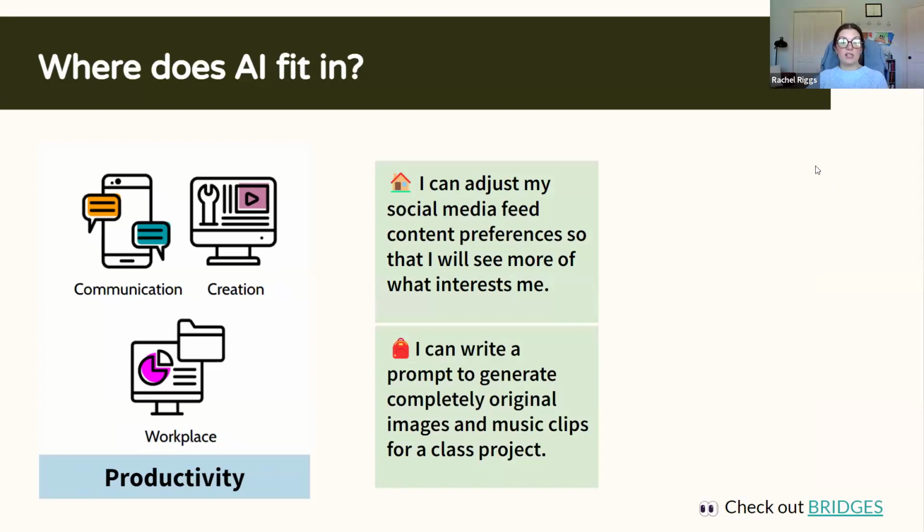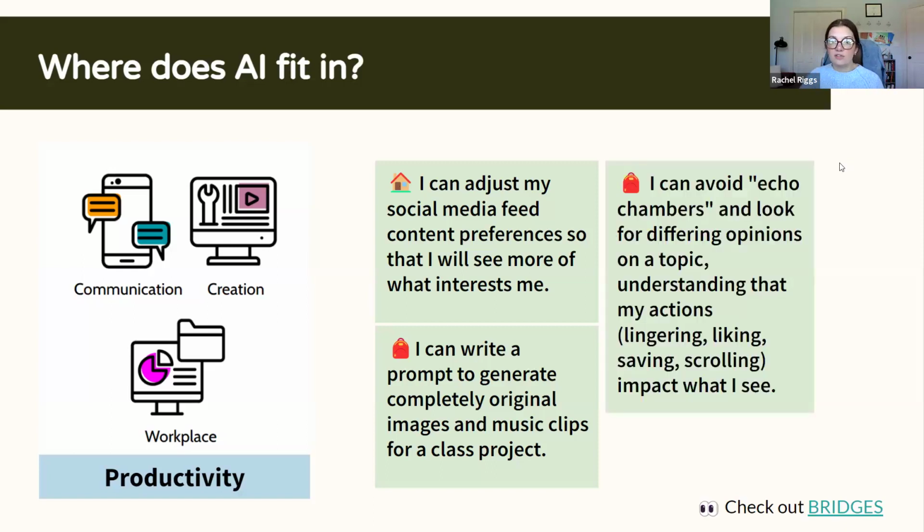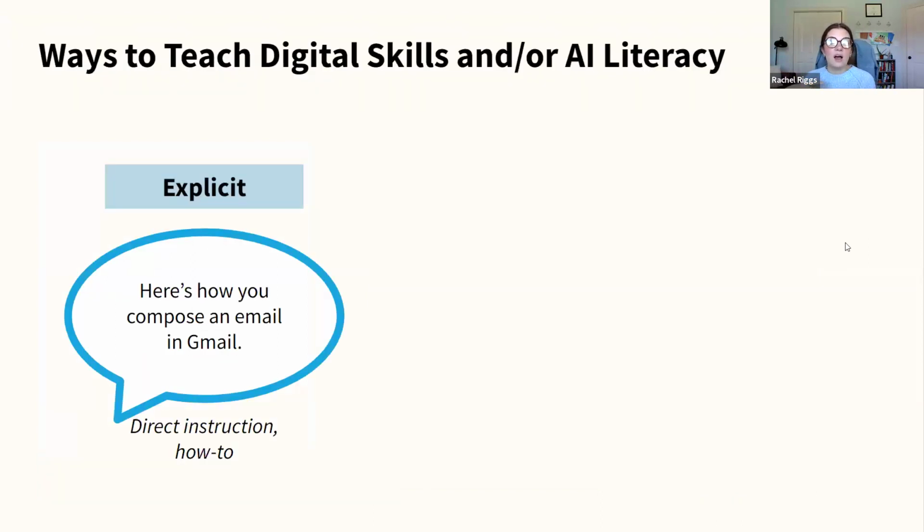Writing a prompt to generate completely original images and music clips for a class project falls into creation, and that prompting strategy is a newer skill, or a new version of searching strategies. I can avoid echo chambers and look for differing opinions on a topic, understanding that my actions impact what I see. So these are all just examples. They're very discrete examples of how AI fits into what we already think about as digital literacy.